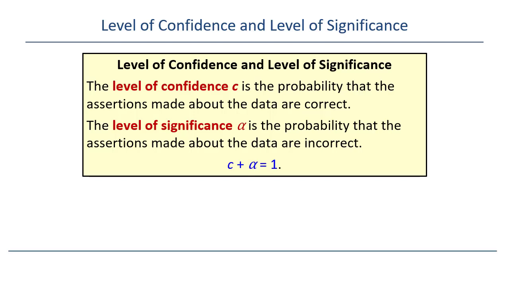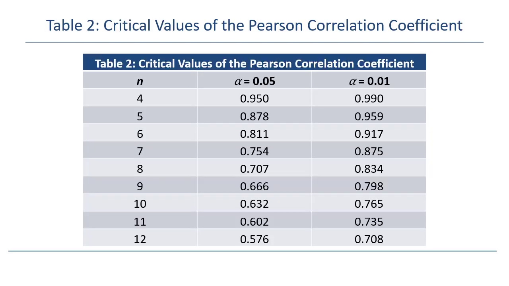Level of confidence and level of significance. So the level of confidence C is the probability that the assertions made about the data are correct, and the level of significance alpha is the probability that the assertions made about the data are incorrect. So we always talk about alpha as being our error rate, right? And we normally set alpha to be 5%. So if we want to allow for a 5% chance of being wrong, then that means our confidence level is 95% because they have to add to 1, right? So if we have 5% error, that means we're 95% confident in something.